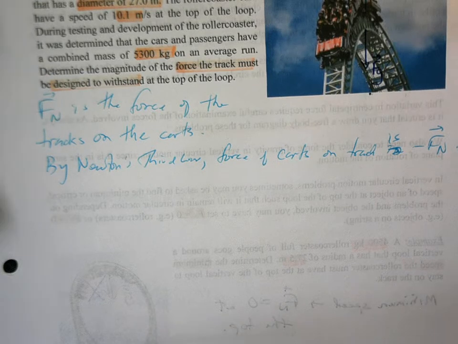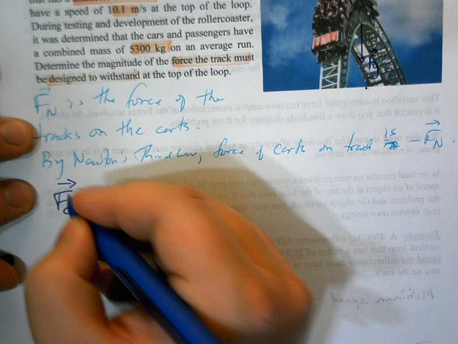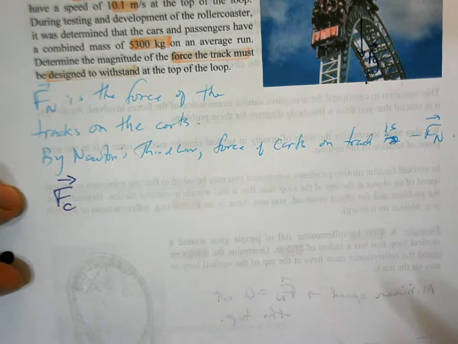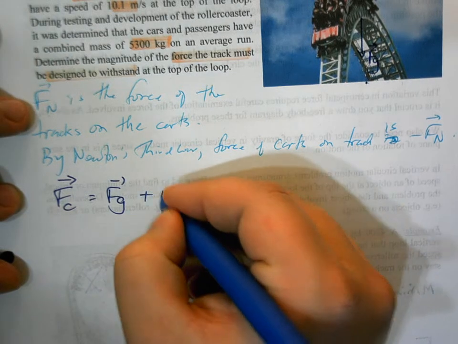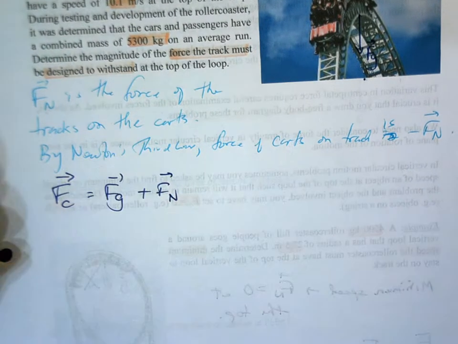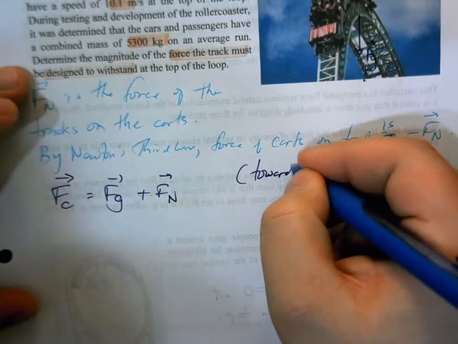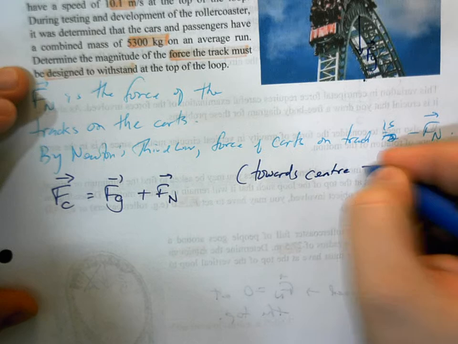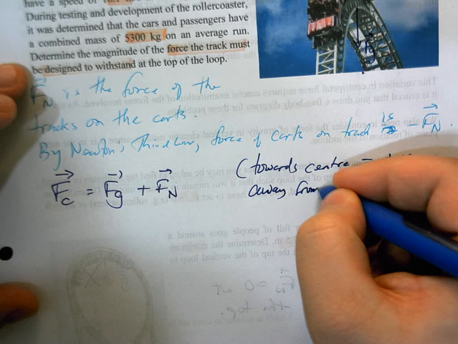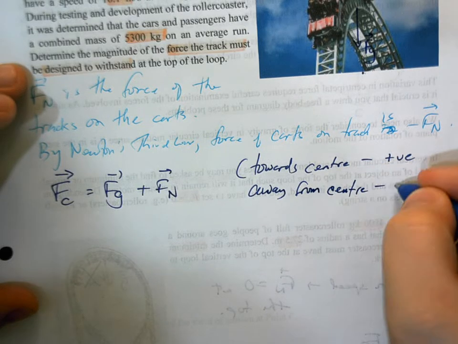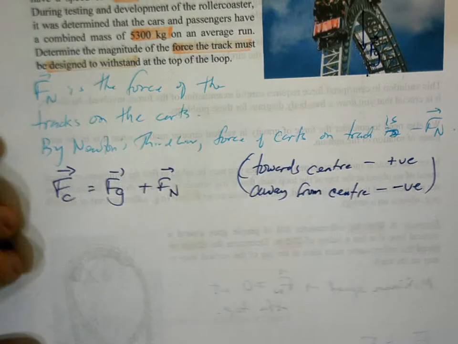So with this, we'd like to write out our net force statement. Or in this case, because we're dealing with circular motion, we're going to write the centripetal force. So we're going to have that force of gravity towards the center of the circle plus that normal force. Now again, we want to say towards the center, we're going to call that positive. And we're going to say away from center, that's what we're going to call negative. So this is going to be our sign conventions for this question.